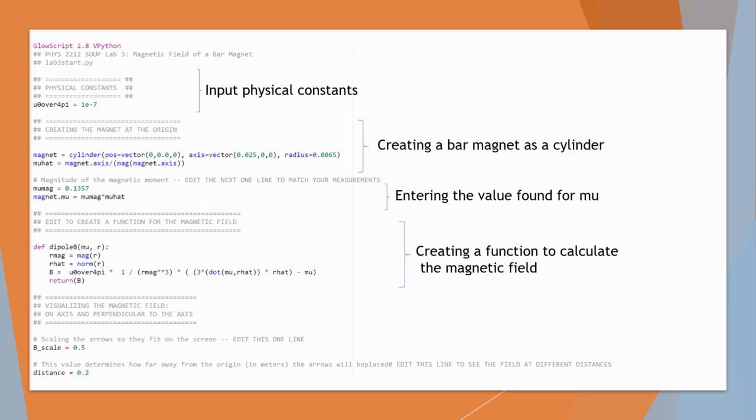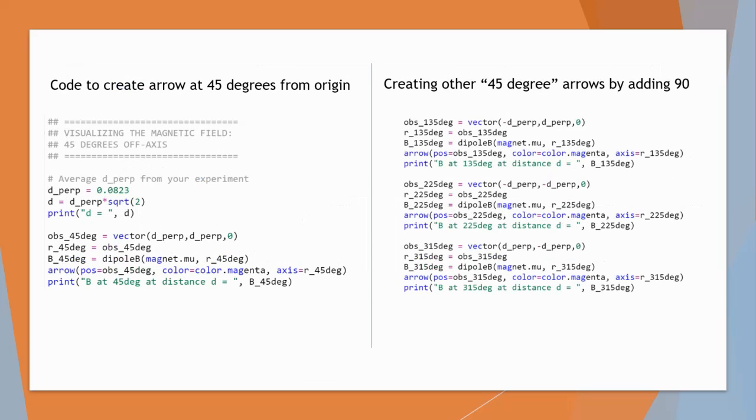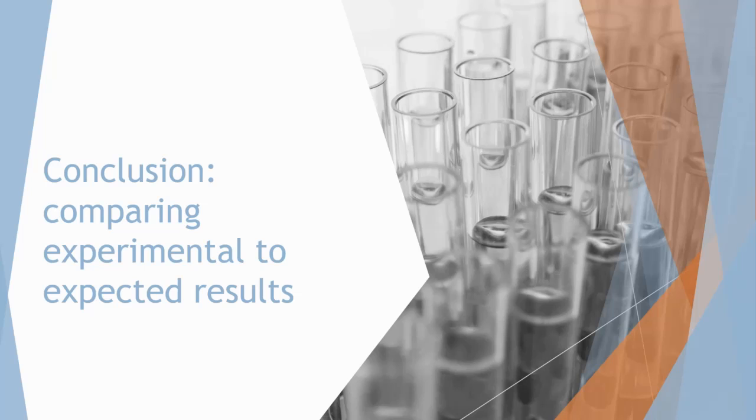The first steps in creating the code were to input physical constants, create a bar magnet as a cylinder, enter the value found for mu, and then create a function to calculate the magnetic field. Afterwards, using the axis created and magnetic field functions, arrows were generated to depict the fields on axis and perpendicularly to the magnet. Then finally, to create arrows 90 degrees from the magnet, dperp and the magnetic field function were implemented, resulting in a pictorial representation seen here.